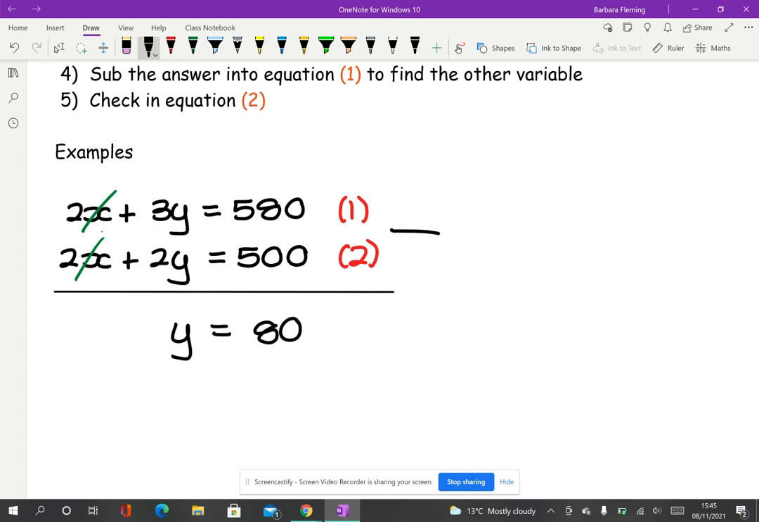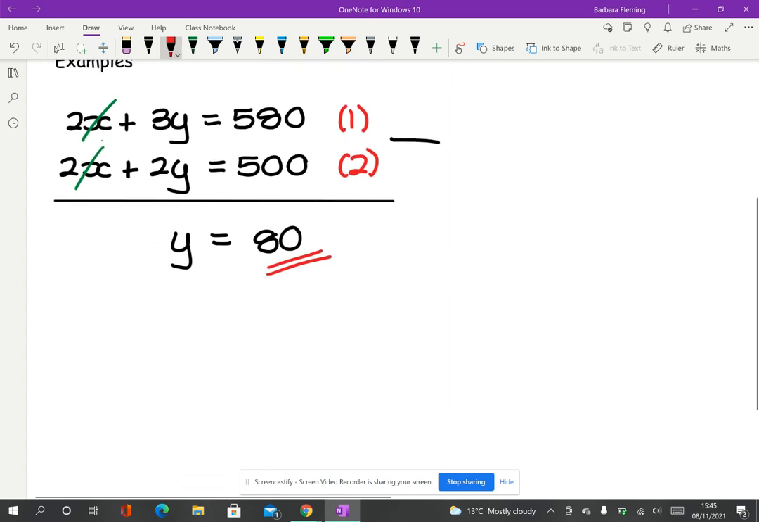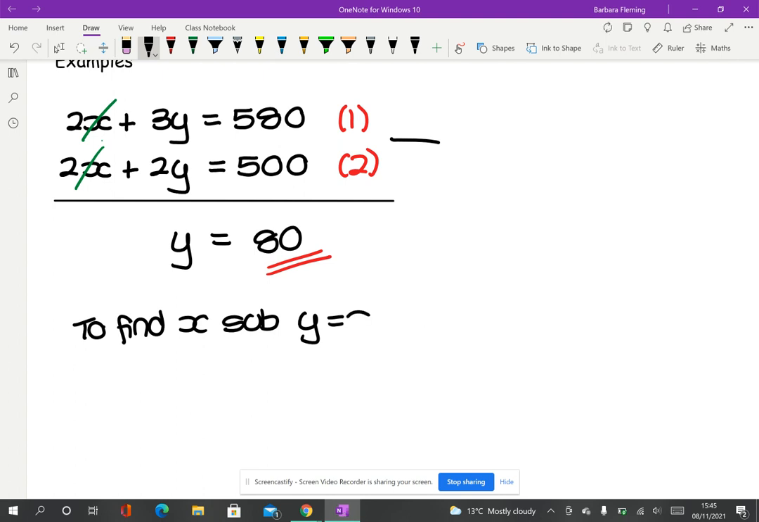There was no need to go any further or solve because we've got y on its own there. If there was more to do, we might have to divide across by a number to get y on its own. But we've already got our answer, y is 80. So to find x, sub y equals 80 into equation 1.